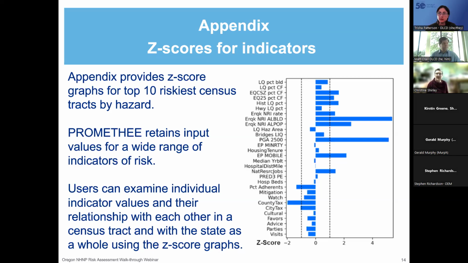If it's between -1 and 1, the indicator is pretty much in line with other areas of the state, and this is evaluated statewide. If the blue lines go over +1 or -1, it means that it's either well above or well below the statewide average. So every census tract has a different pattern of how these indicators interact with each other and how far above or below the mean they are, or whether they're right in line. So in this case, we can see that for this hazard, it's an earthquake hazard.